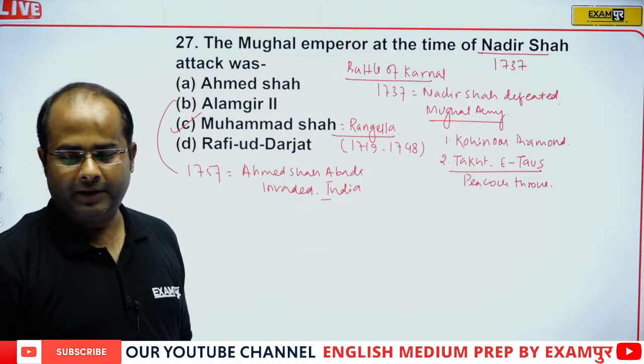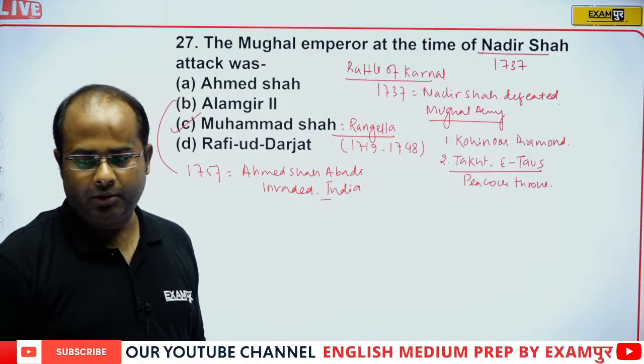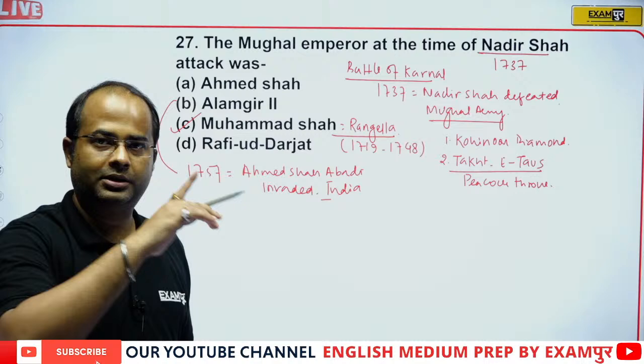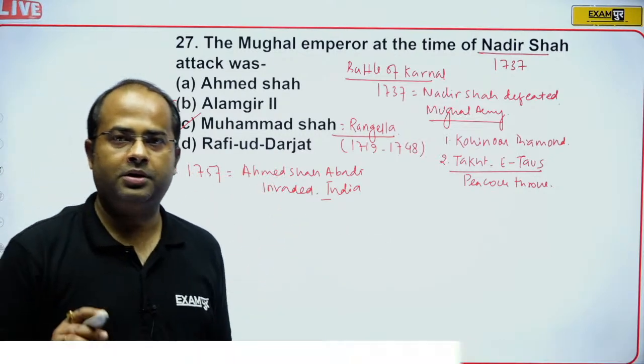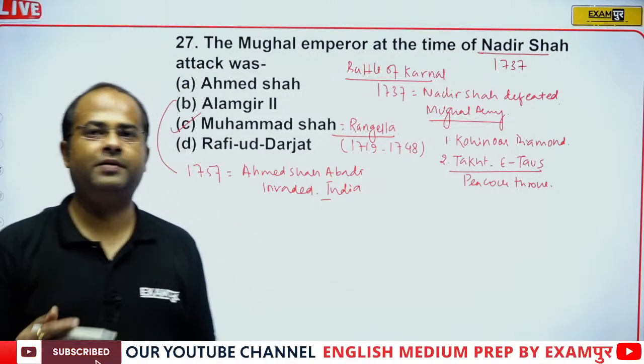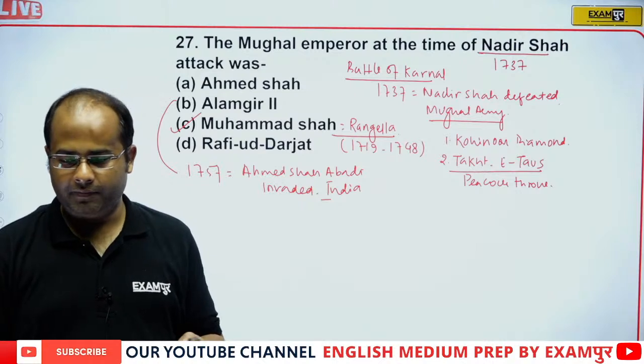So during the time of Alamgir II, guys, Ahmad Shah Abdali invaded India, and during the time of Muhammad Shah Rangila, Nadir Shah invaded India. Nadir Shah was from Iran. Because of his military achievements, he is also known as the Napoleon of Iran.